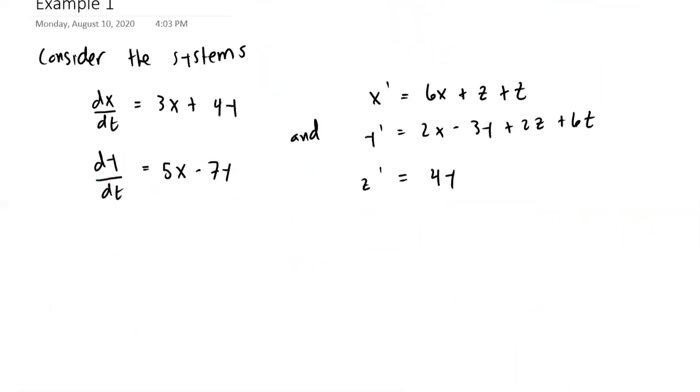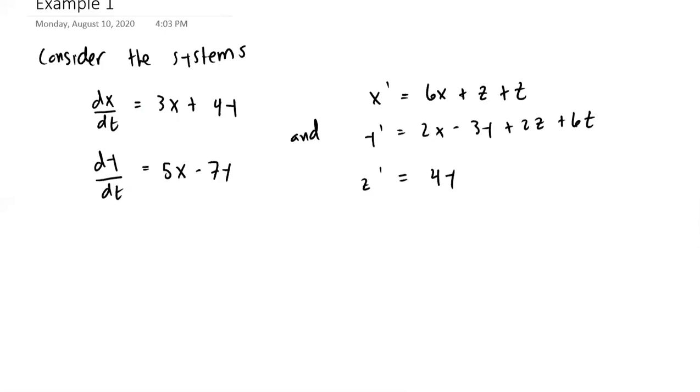So let's see an example. Consider the systems: dx/dt equals 3x plus 4y, dy/dt equals 5x minus 7y. So there's two of them, but let me just start with this one. Let's just focus on this first system. We have two dependent variables and two derivatives.